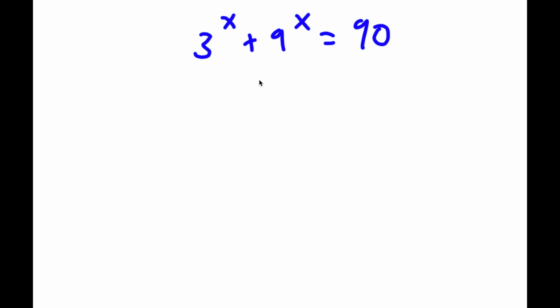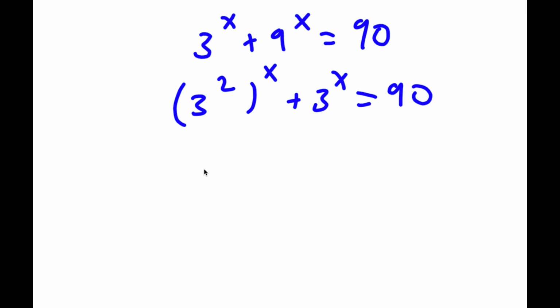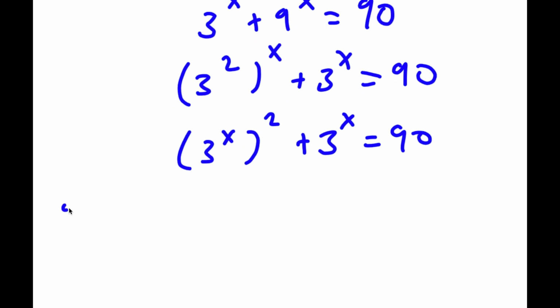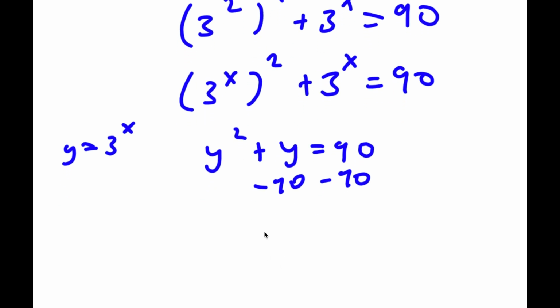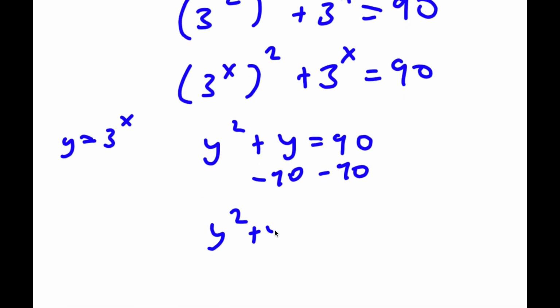Okay, so to solve this problem, I'm going to first rewrite this as 3 squared to the power of x plus 3 to the power of x is equal to 90. I can rewrite this as 3 to the power of x squared plus 3 to the power of x is equal to 90. I'm going to let y equal 3 to the power of x. So now if I substitute in y for 3 to the power of x, I get y squared plus y is equal to 90. Now I can subtract 90 on both sides. So I get y squared plus y minus 90 equals 0.